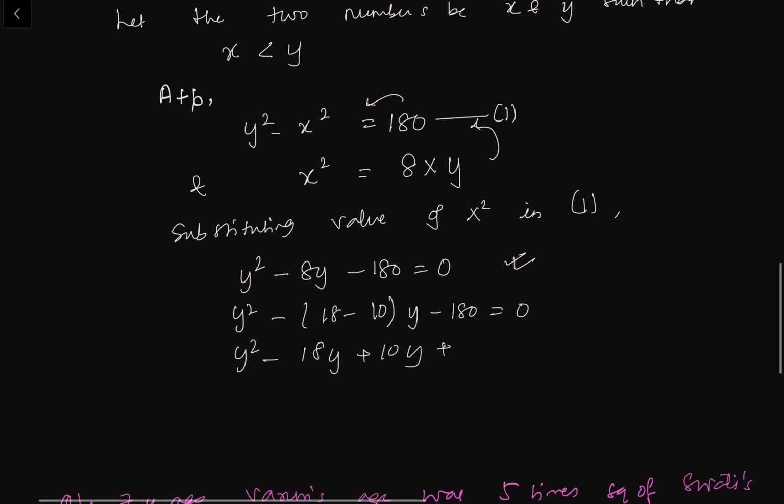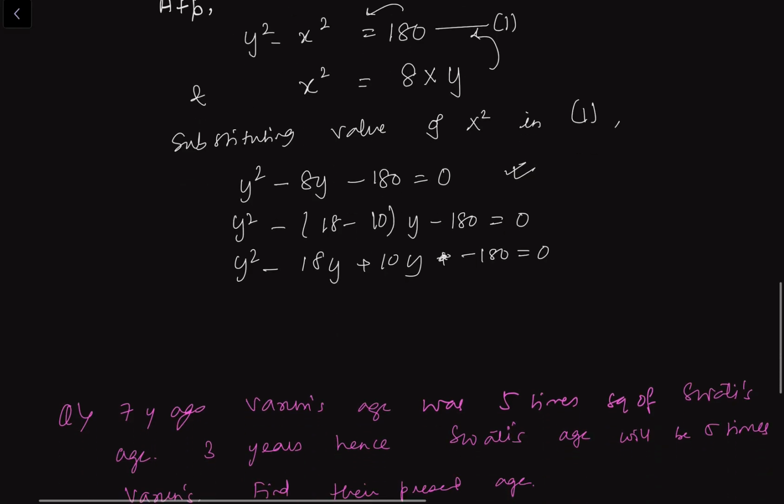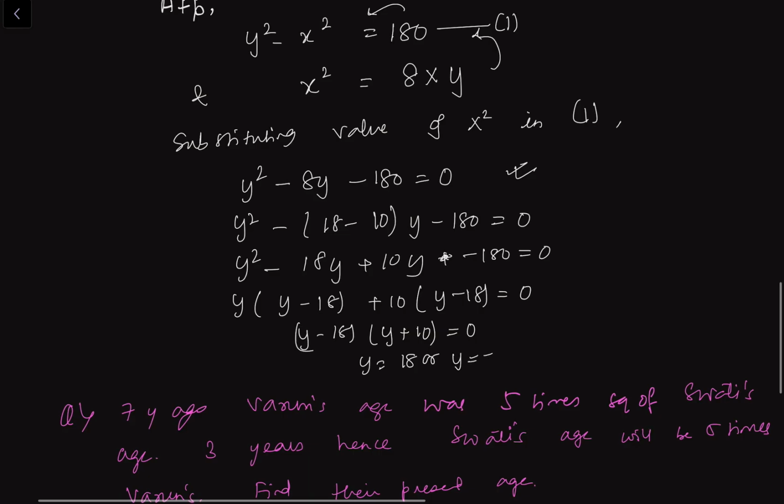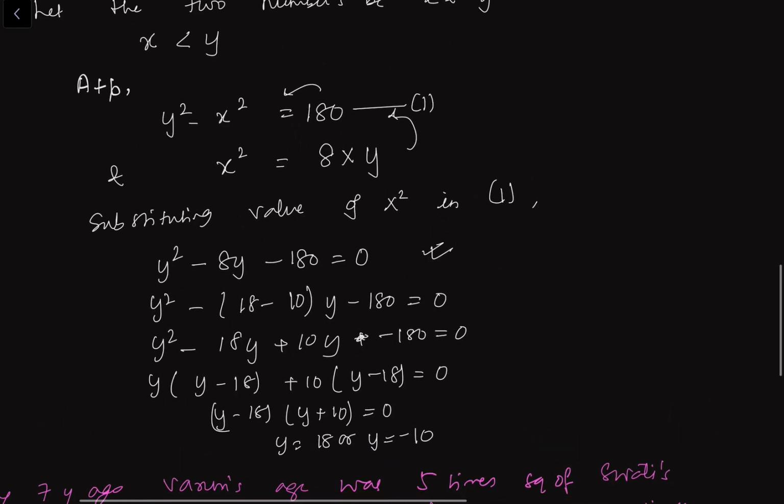Okay, y square minus 8y minus 180 equals 0. So now first we open the brackets, then we take common. So y into (y minus 18) plus 10 times (y minus 18) is equal to 0. So y minus 18 and y plus 10 is equal to 0. So y is equal to 18 or y is equal to minus 10. But this is not over here because you have to find the other number as well. So now I will find x this side.